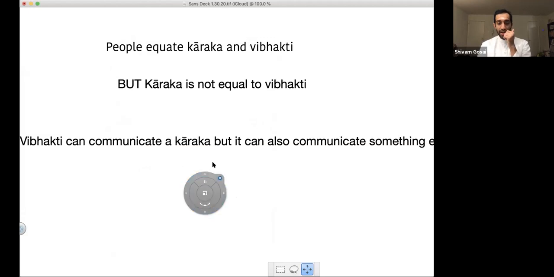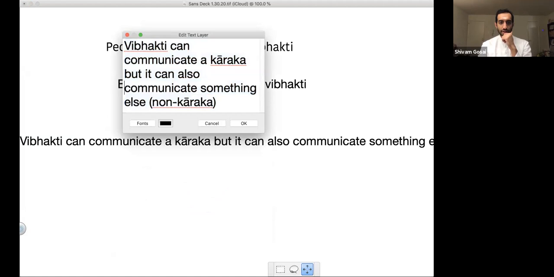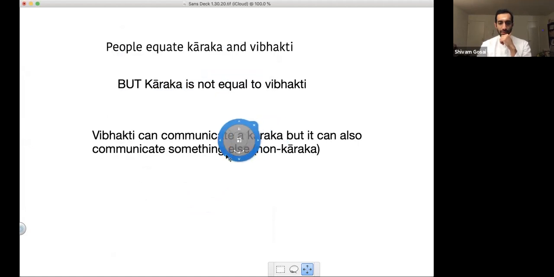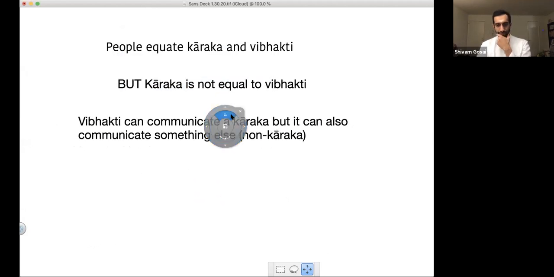It can communicate the karaka, but it also can communicate something else. So they're not exactly the same thing. The vibhakti can communicate the karaka, but it can also talk about something else. And I know this sounds very esoteric. It's not really landing as much, but we'll see examples of this when we get to the first case.